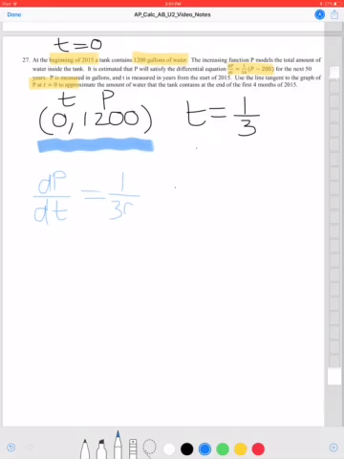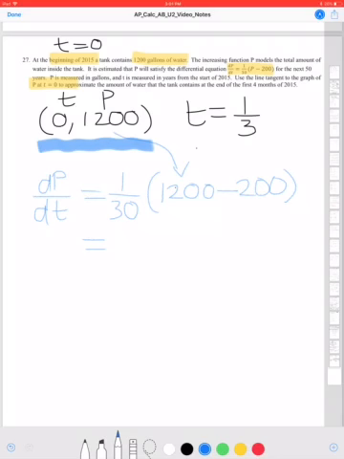So what is the slope at 0? 1/30 times P at time 0. P is 1,200 minus 200. All right. So I just plugged in 1,200 for P. We're actually not plugging in 0 for T, we're plugging in 1,200. All right. And you can use your calculator, or you can simplify that, but it does come out to be 100/3. So that's going to be my slope.